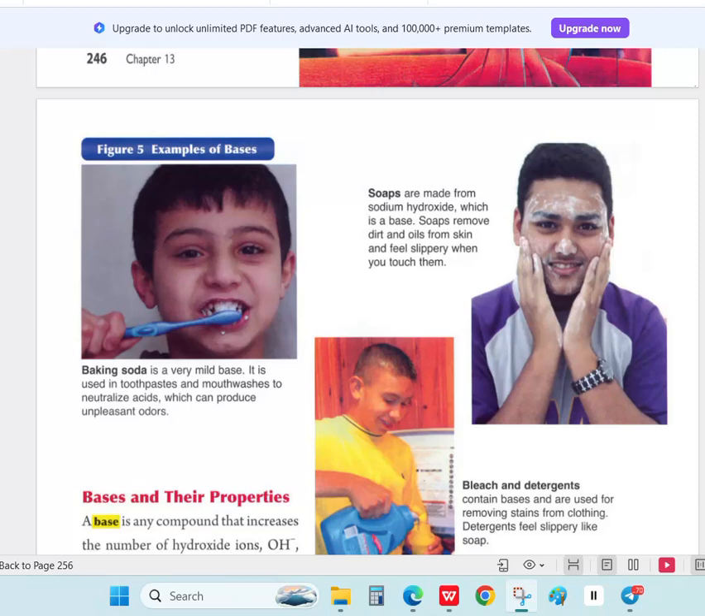Hello students, in this lesson we are analyzing bases. Base is the second type of chemical compound, along with acid. In chemistry there are two different types of compounds: the first one is acid and the second one is base. We are speaking about base today, and in the last lesson we spoke about acid. What is a base and what is special about it?